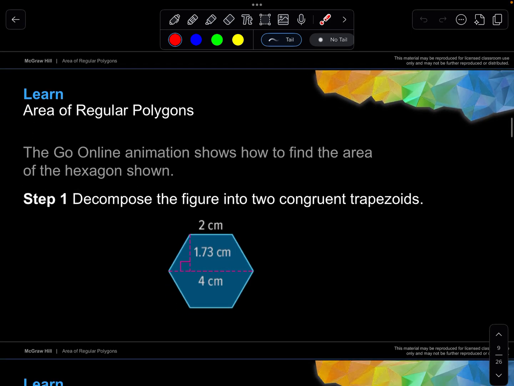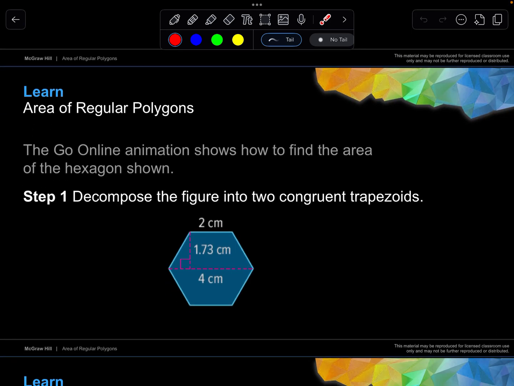Okay, now let's look at this hexagon, for example. We're going to decompose the figure into two congruent trapezoids. What does congruent mean? They are identical in size and shape. Now we know that this side is 2 centimeters in length. This is 4 centimeters, and the height we're given here is 1.73 centimeters.